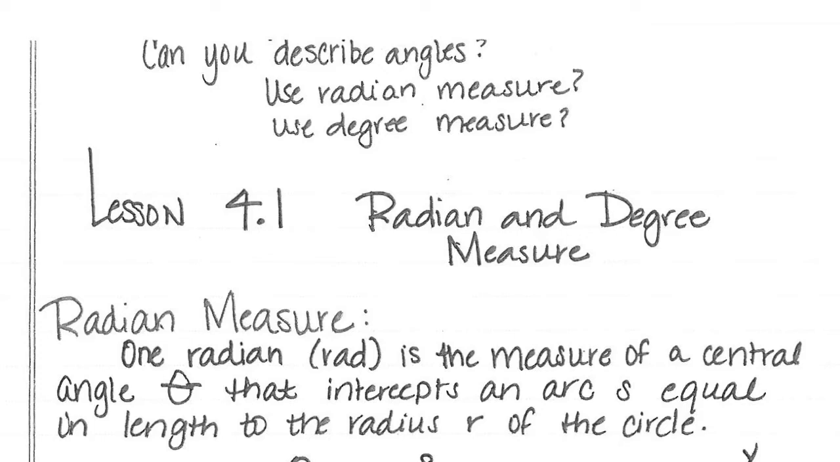All right, PreCalc, here we are, the moment you've been waiting for, the unit circle. We are on lesson 4.1. And we're going to start off nice and slowly by talking about the difference of radian and degree measure. Our essential question today is, can you describe angles?